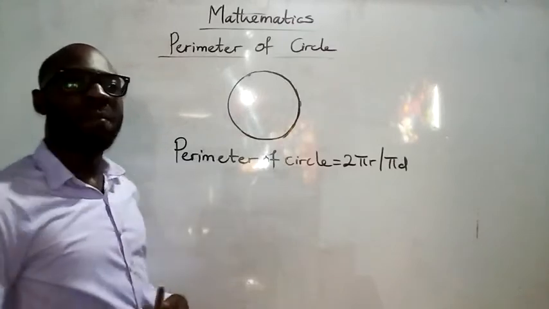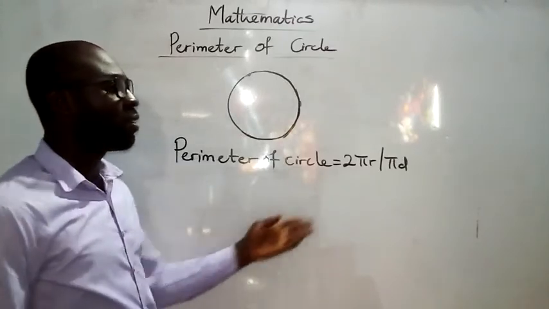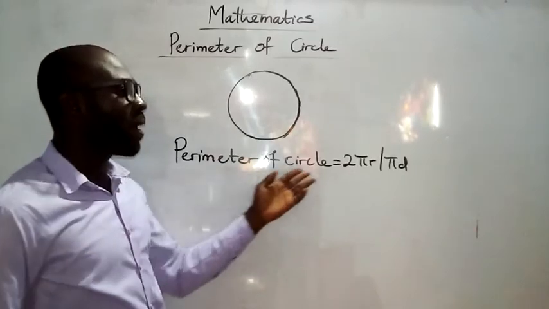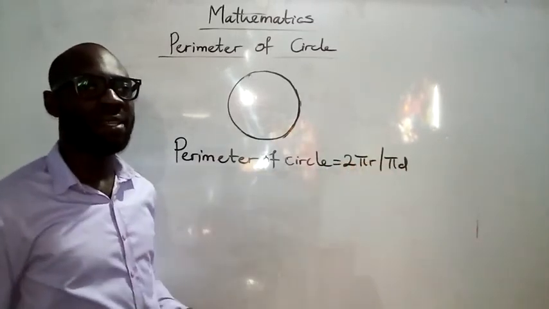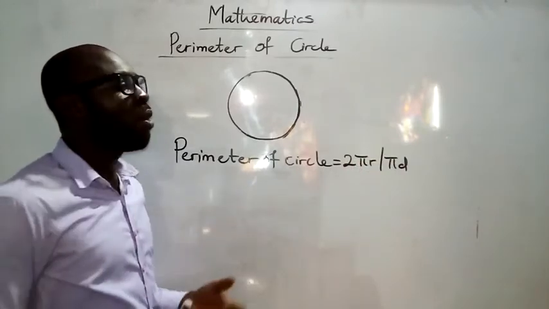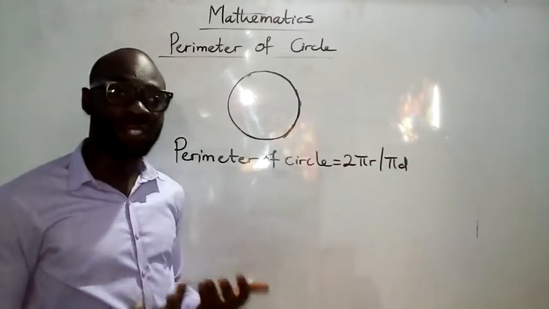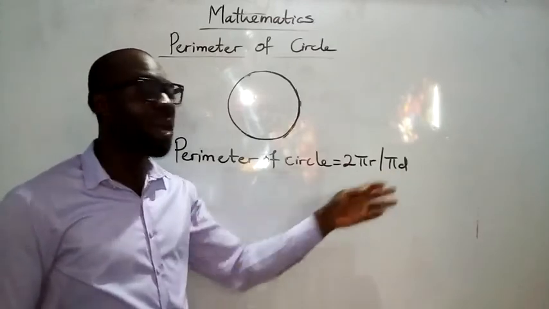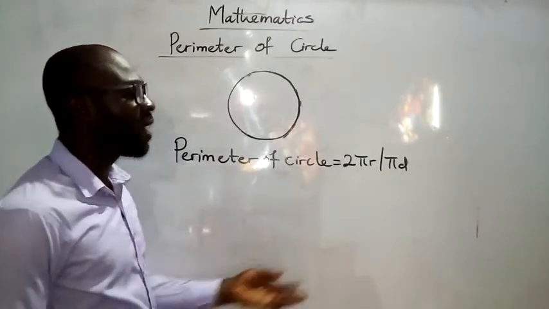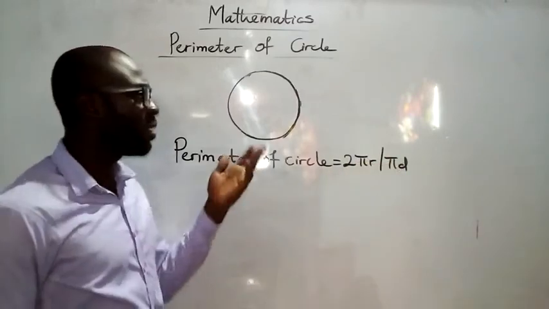The formula for finding perimeter of a circle is 2 pi r or pi d. Now, why do we have two different formulas? We use 2 pi r if radius is given to us, and we use pi d if diameter is given to us. So how can we be able to identify the radius and the diameter in a circle?